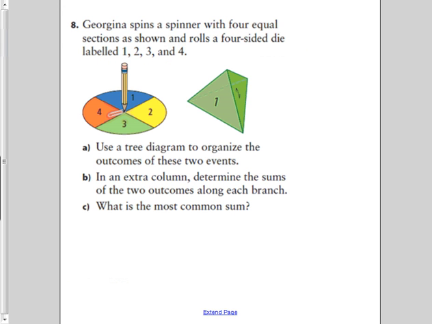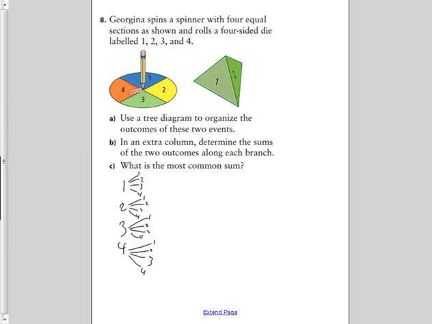Question 8 says, Georgia spins a spinner with 4 sections, as shown, and rolls a 4-sided die labeled 1, 2, 3, 4. Well, this isn't so bad. So if I draw a tree diagram, I'm going to have 1, 2, 3, 4. This is going to be my spinner. And if I draw my tree diagram, I would create something that looks like this. And I would have 16 different possibilities.